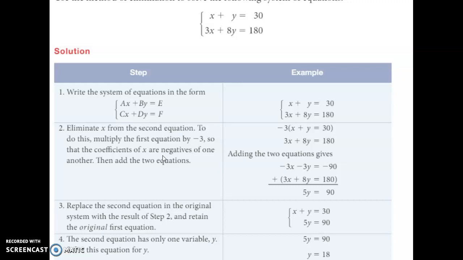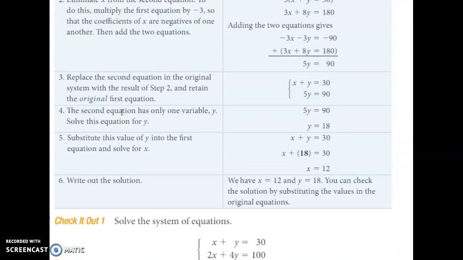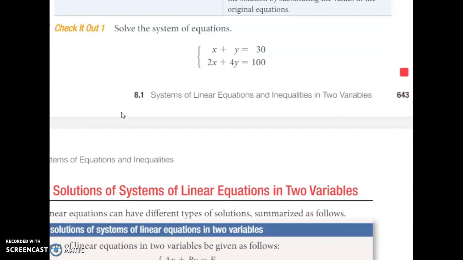And by the way, as we talk about systems of equations, soon we're going to talk about matrices, and we're only going to write the coefficients, such as 1, 1, 30, 3, 8, 180, and it's so much more slick to solve the matrix rather than the system of equations, even though the two are exactly the same.